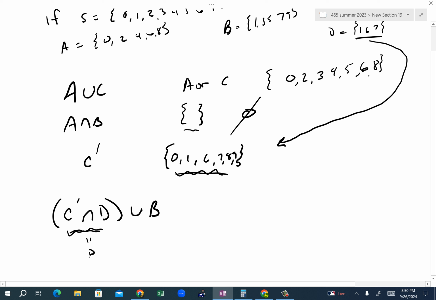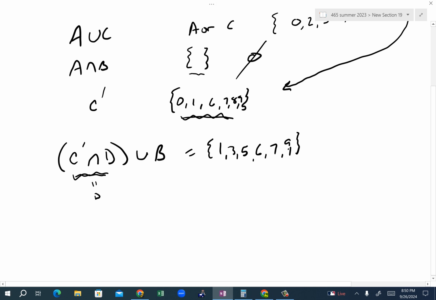So you've got 1, 6, and 7, and we're going to take that and marry that with this one. So these two go together. And so, of course, you need a 1. They share the 1. 3, 5 I need because of this one. Need a 6. We share a 7. And, of course, we need a 9. Again, we say that D is a fully contained subset of C prime. In other words, it's fully nested inside of it.